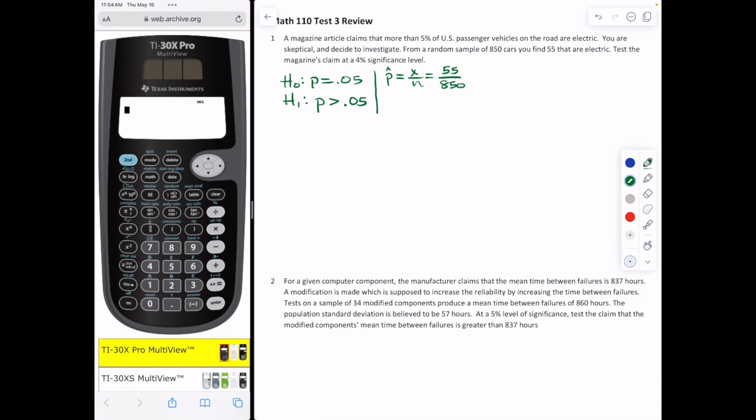Okay, and ignore the fact that the calculator on the left here says TI-30. This is the same as the TI-36, but it's a European model. Anyway, it's 55 divided by 850. So I get 0.0647. I should do 3 significant digits, so we'll go with 0.0647.